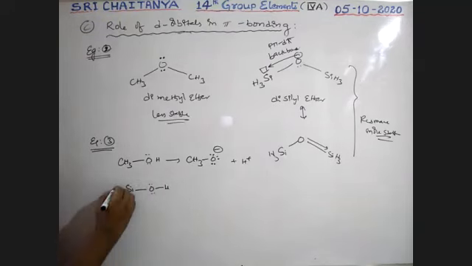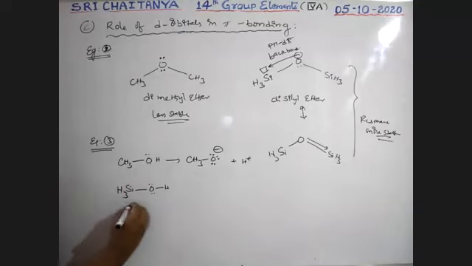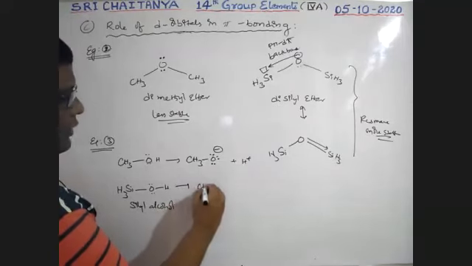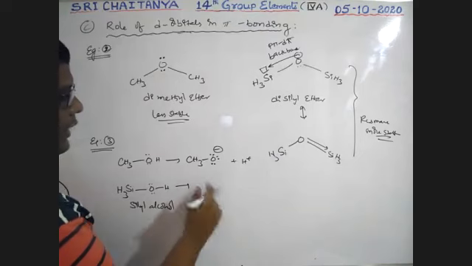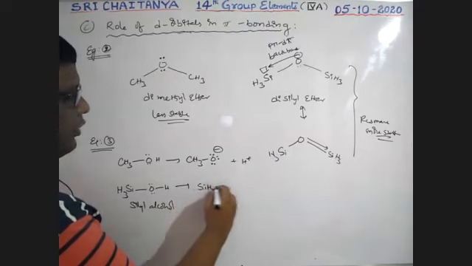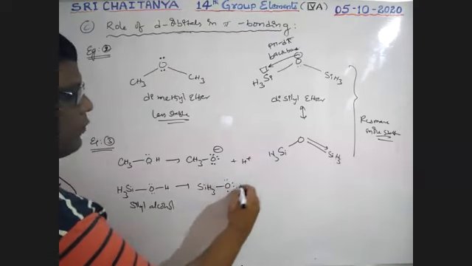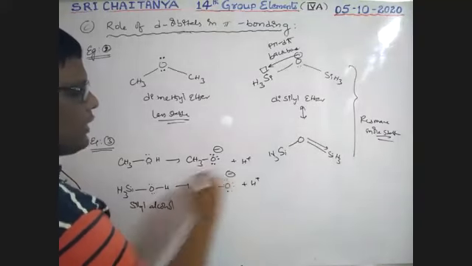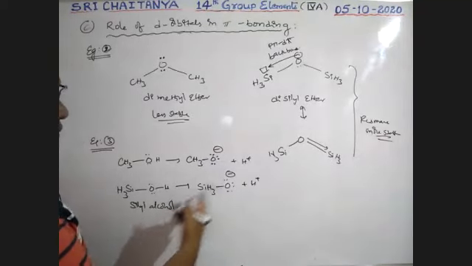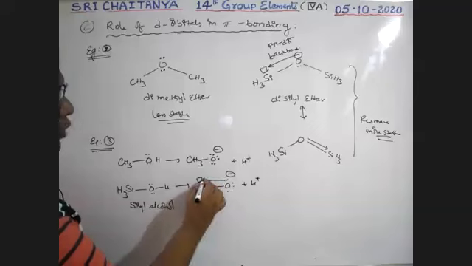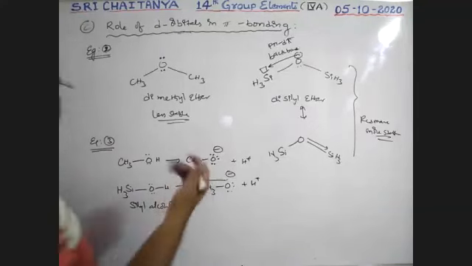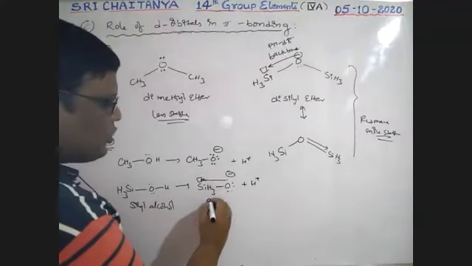That is methyl alcohol. It is silyl alcohol. If it loses its H plus ion, it becomes SiH3O minus. Because of the presence of this empty orbital, back bonding is possible. Resonance is involved, and because of that it is more stable.